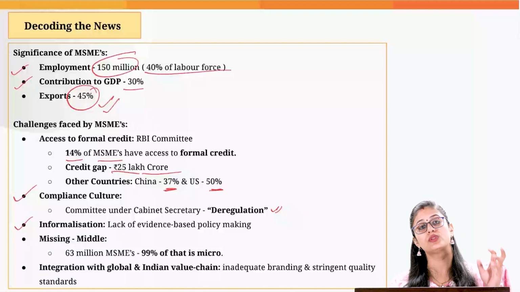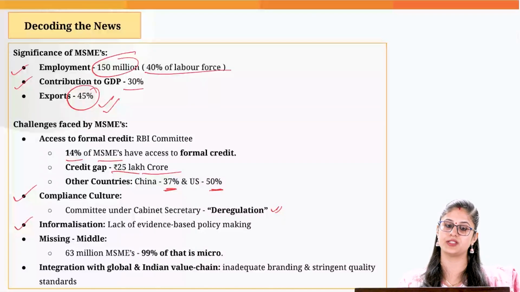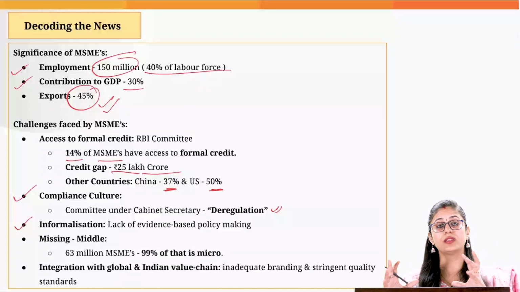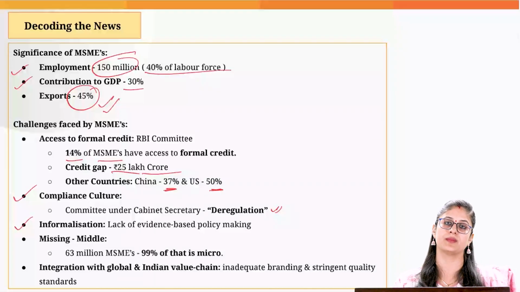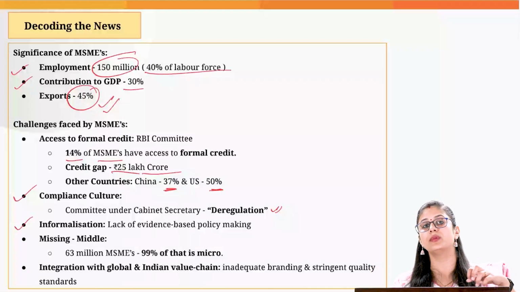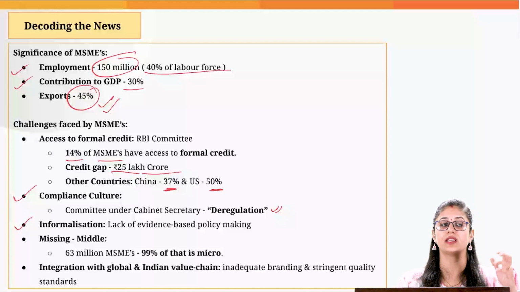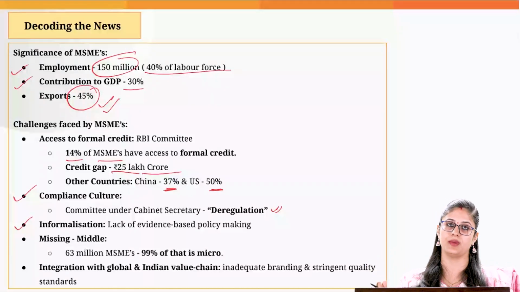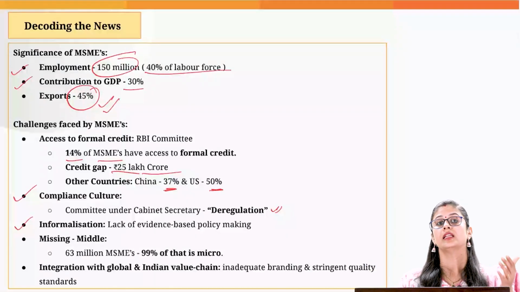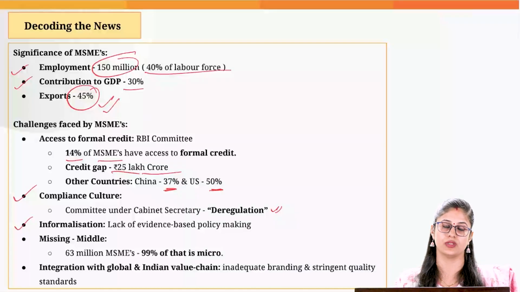Then this sector also suffers from informalization. A large number of MSMEs are working in the informal sector. And why is it a problem? Because when an enterprise is working in the informal sector, the government is not able to get adequate data on how many people are working and how many enterprises there are. This affects evidence-based policy making, and it also affects their access to institutional support.